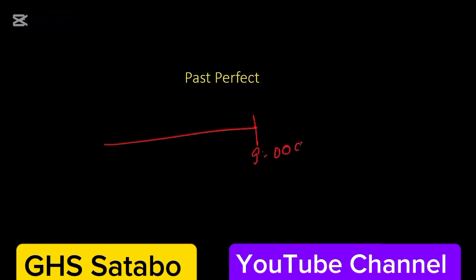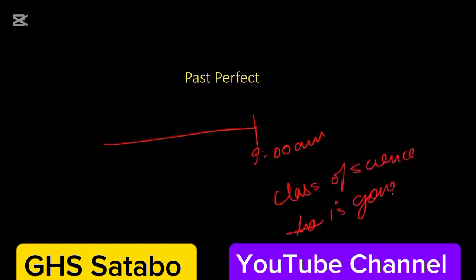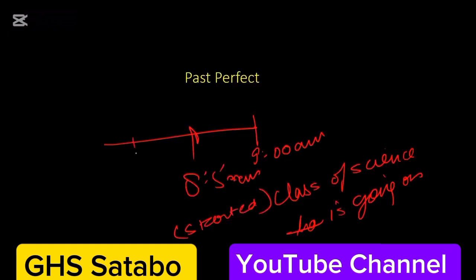Time is 9 a.m. and the class of science is going on. At 8:50, the teacher has started the class. A moment before that, at 8:49, Ram entered the class.